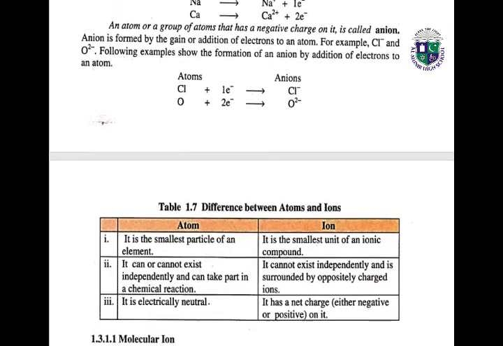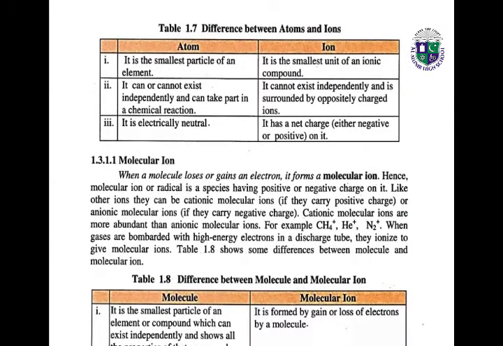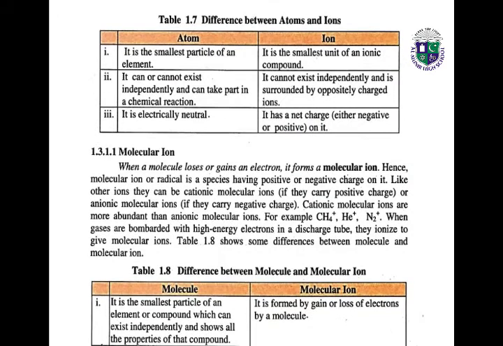Next, students, we have the difference between an atom and ion. The smallest particle of an element is atom. On the other hand, ion is the smallest unit of an ionic compound. Atoms can exist independently and can take part in a chemical reaction, and atoms are electrically neutral. In case of ions, they cannot exist independently and are surrounded by oppositely charged ions, and they have a net charge, either negative or positive.